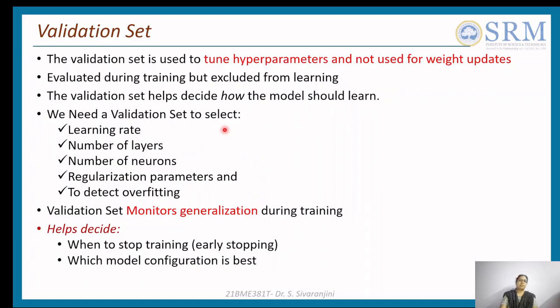The performance on this validation set is used to tune these hyperparameters, which we'll be seeing. It is very important for tuning the learning rate. When you change the learning rate, what happens? Is the loss decreased or not? So the validation set plays an important role. The last point is to detect overfitting. What is this overfitting? We have heard this word many times when we come across deep learning architectures.